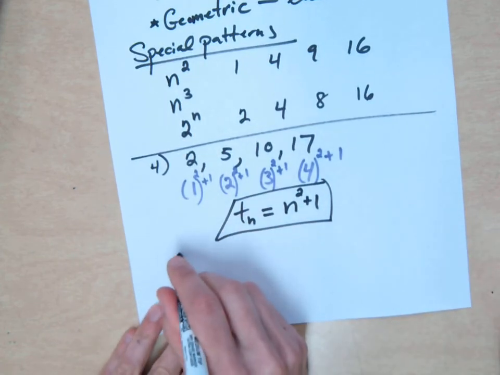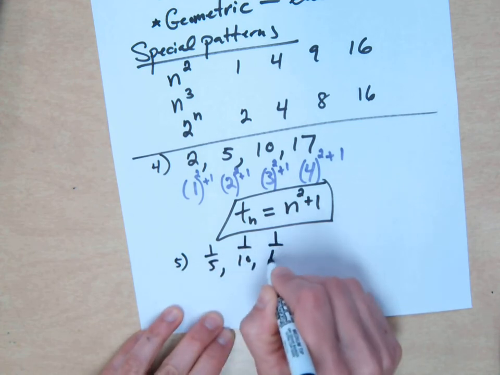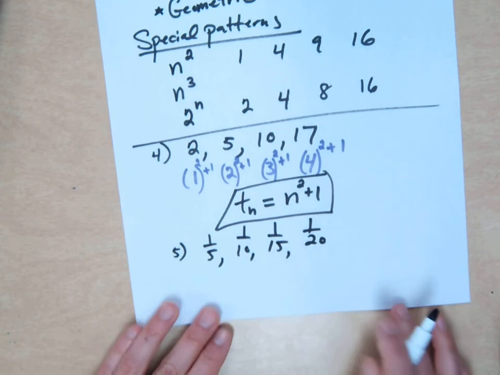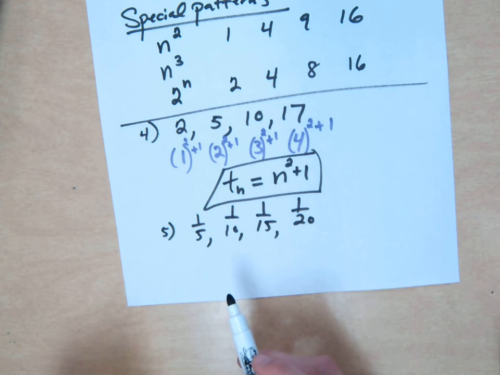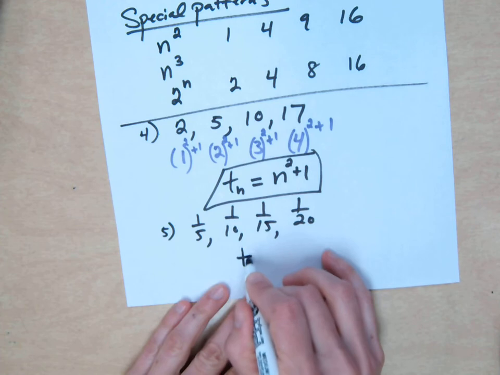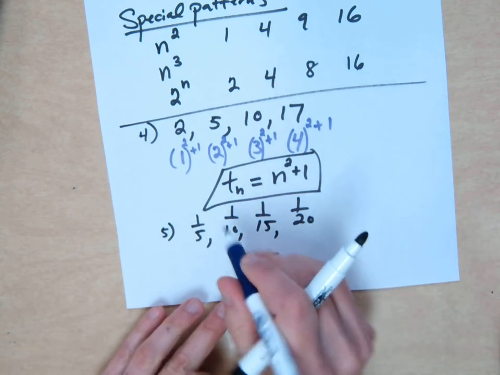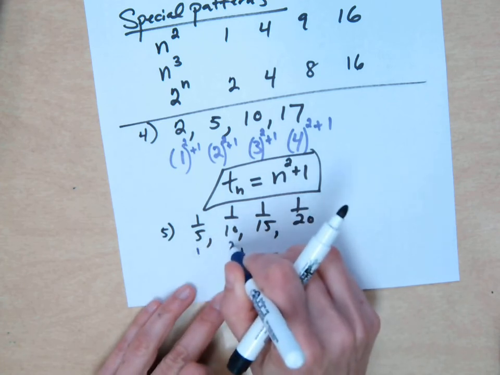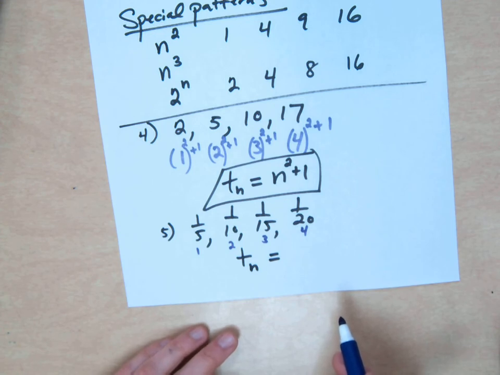Let's try one more: 1/5, 1/10, 1/15, 1/20. It's not arithmetic or geometric, but you do see a pattern. It's something natural, I think, for us to see patterns. So what do you notice? Or what do you think the answer is? T sub n equals? Well, let's relate it. Relate that somehow to 1, to 2, to 3, to 4. How are those related?